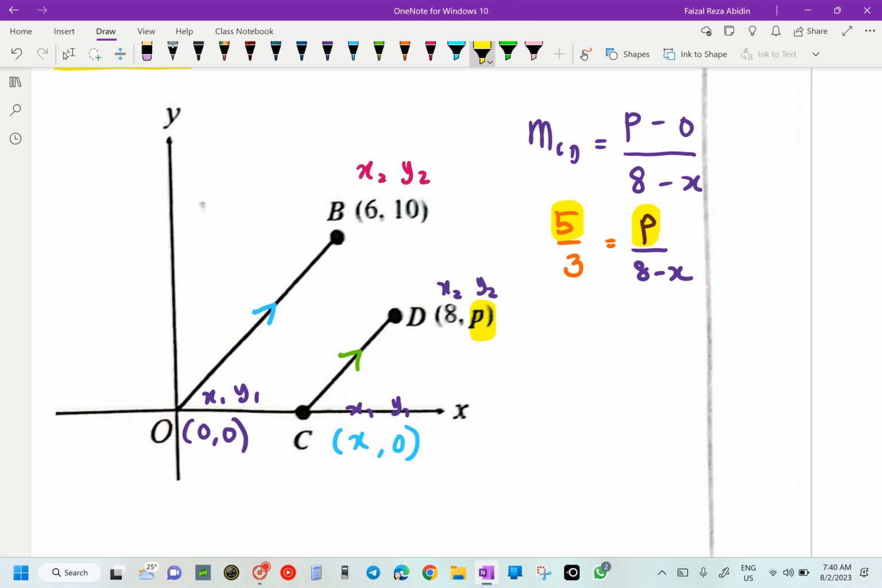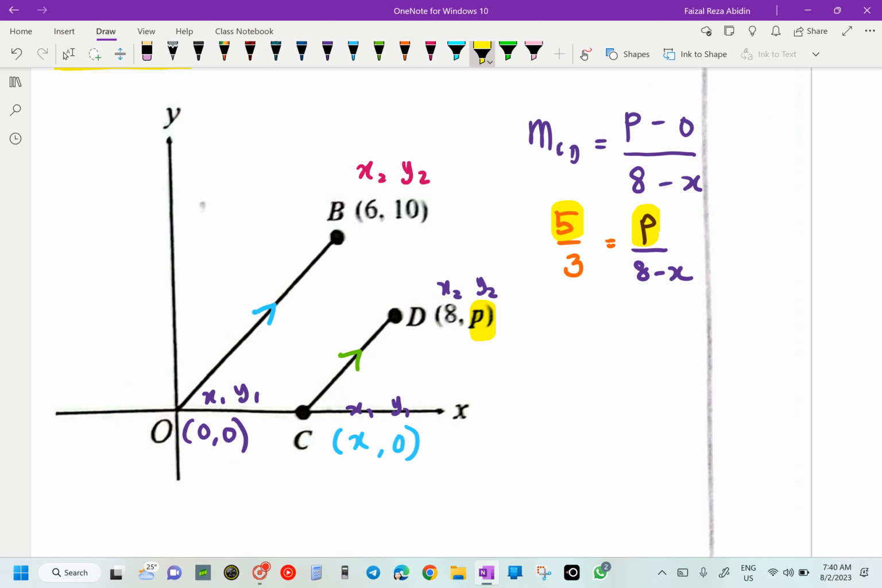So we are going to substitute in our formula y2 minus y1. So y2 is p minus y1, 0, over x2, 8, minus x1 here is x. That's why I put there 8 minus x. Okay. So after I substitute here, 5 over 3 equals p over 8 minus x.